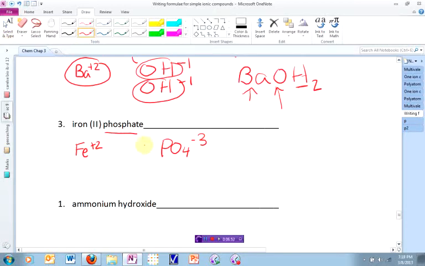So this is going to be a little bit harder to balance. We've got a 2 and a 3. So you've done lots of these. We're going to need 3 irons and 2 phosphates. Total charge is -6 and +6.